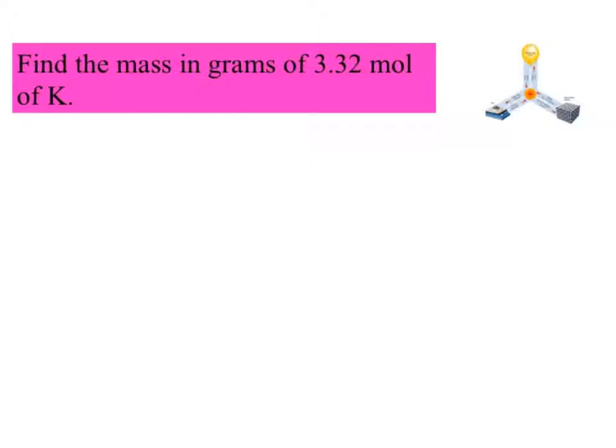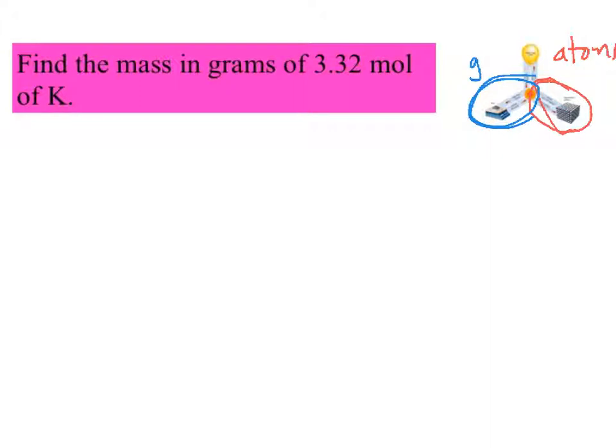So our first example is to find the mass in grams of 3.32 moles of potassium. That's the symbol K. And this diagram is going to come in handy, so we want to learn how to use it so that it'll help us. Yesterday we focused on this bottom side of the quadrant here with representative particles. That could be atoms, or molecules, or ions, or formula units. Today we're going to focus on this side of the quadrant here with molar mass. So this is going to involve grams, and we're going to be using the periodic table.